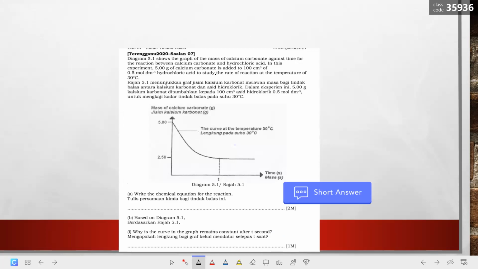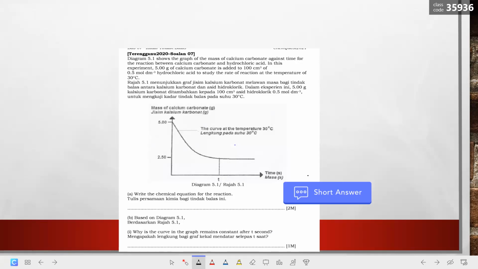This one I will go very fast because it's the same thing as just now. It's good, it's back to back. Okay, write down the chemical equation for me. What's my chemical equation? Anyone, so we don't waste time. CaCO3 plus 2HCl, correct, gives CaCl2 plus water and plus carbon dioxide.